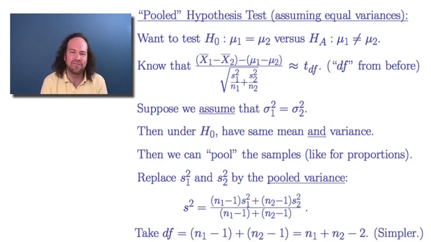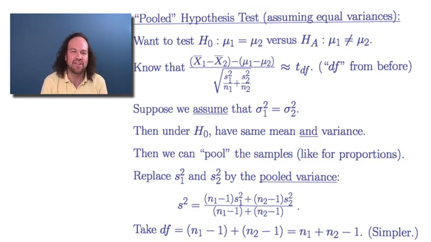And the degrees of freedom in the t-distribution actually simplifies now. Under this assumption of equal variances, where we're pooling the estimate for the variance, the number of degrees of freedom is simply the sum of the number of degrees of freedom for the two individual samples, namely n1 minus 1 for the first sample plus n2 minus 1 for the second sample. And that gives us a simple formula for the degrees of freedom, much simpler than that horrible complicated formula from before. So let's try this out in an example.